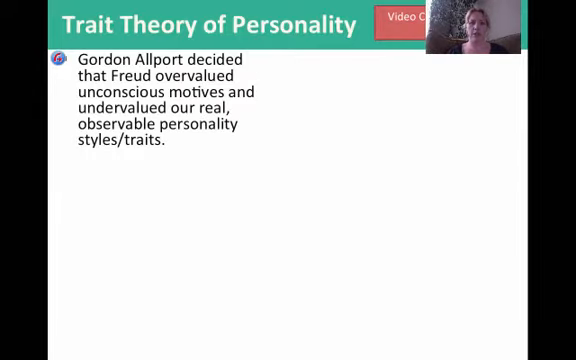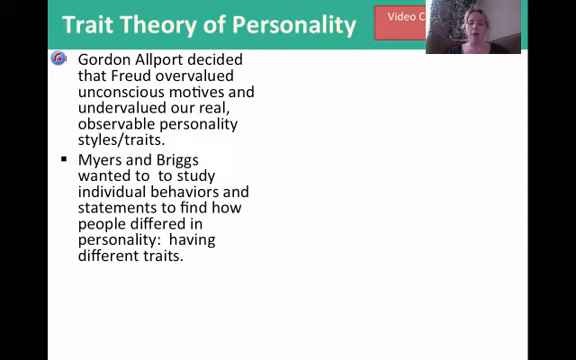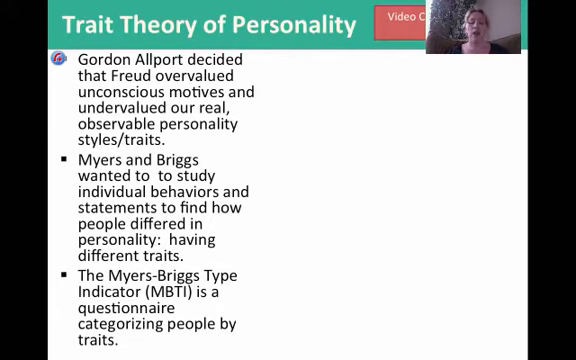All right, so we're going to pick up now talking about the trait theory of personality. One of the first people to really look into this trait theory was a guy named Gordon Allport, and he decided that Freud overvalued unconscious motives and undervalued our real observable personality styles and traits. Myers and Briggs, future trait theorists, wanted to study individual behaviors and statements to find out how people differed in personality, thus having different traits. The Myers-Briggs Type Indicator, the MBTI, is a questionnaire categorizing people by traits.